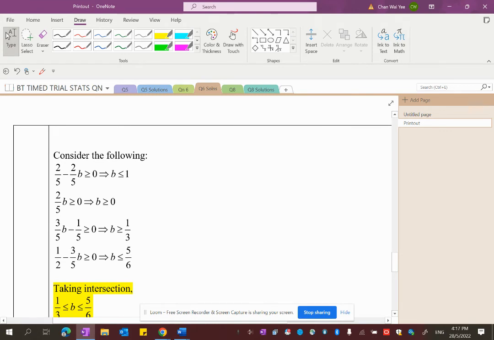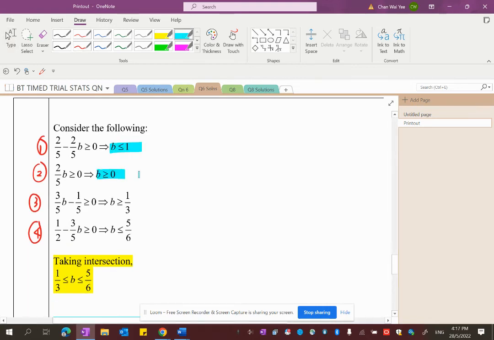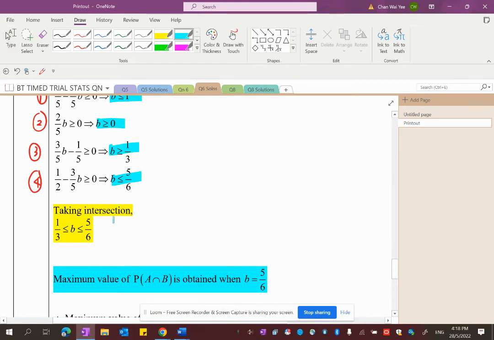If I have 2/5 minus 2/5 B more than or equals 0, which is number 1, B must be less than or equals to 1. Then number 2, 2/5 B more than or equals 0, I have B more than or equals 0, of course. Number 3, I solve this, I have B more than or equals to 1/3. And number 4, I have B less than or equals to 5/6. All these must be satisfied together because they are part of the Venn diagram. After you have gotten all these answers, we take the intersection, which is B between 1/3 and 5/6.